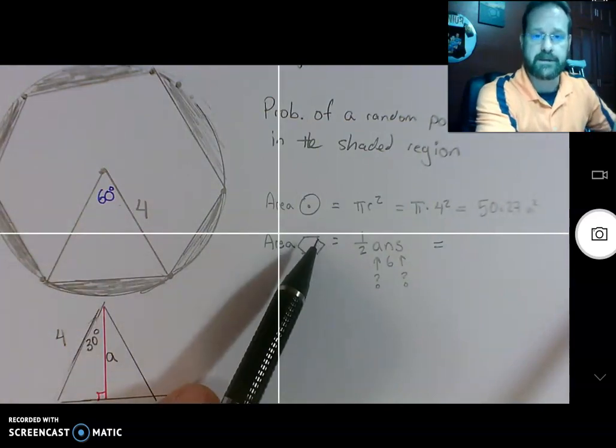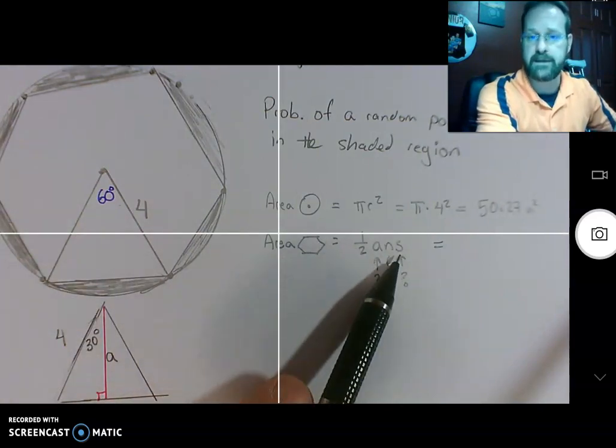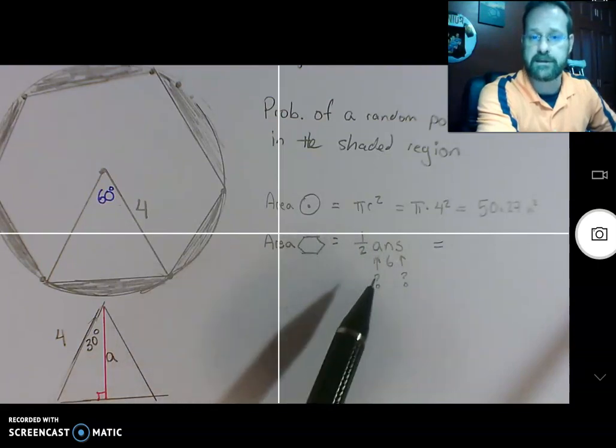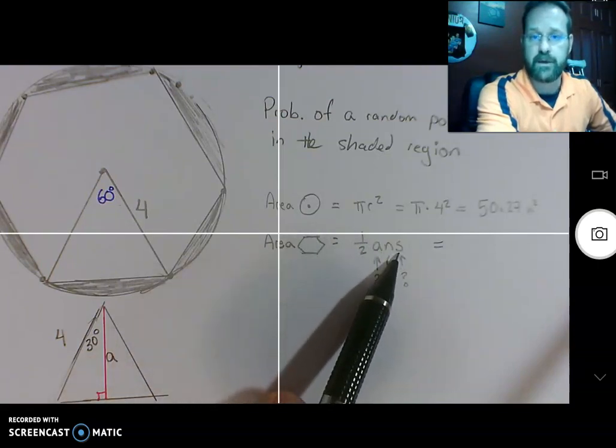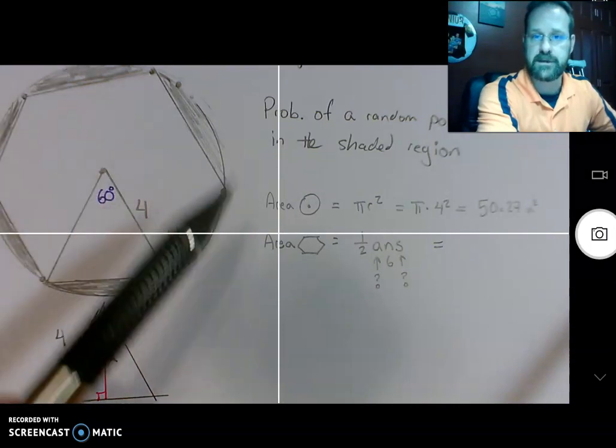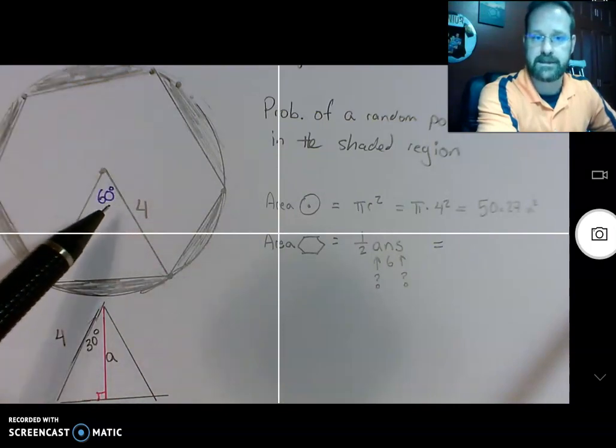The area of the hexagon is 1/2 a n s. Okay, we don't know the apothem. We know the number of sides, it's a six-sided figure, and we don't know the side length. Okay, but we do know that we can find the central angle. 360 degrees divided by 6 is going to give me 60 degrees.